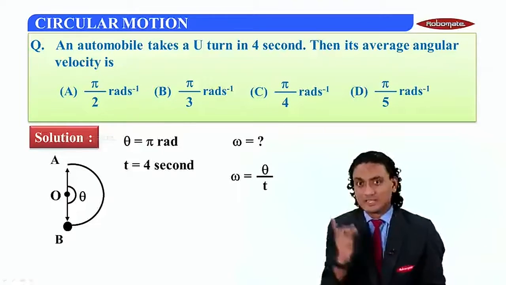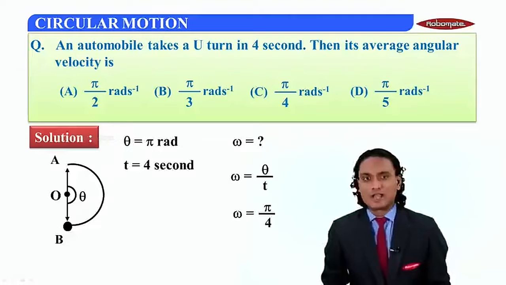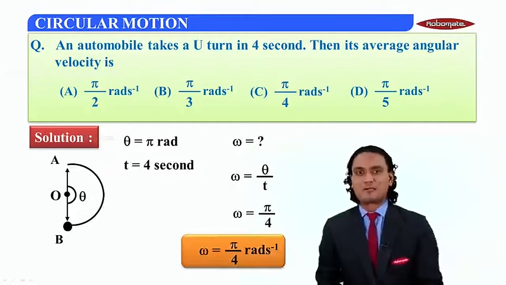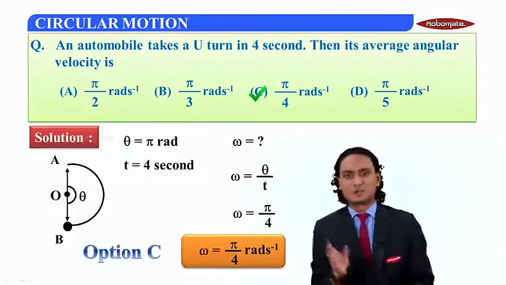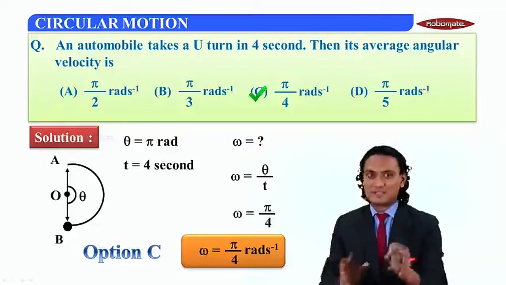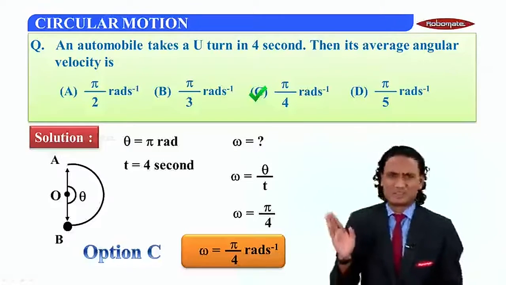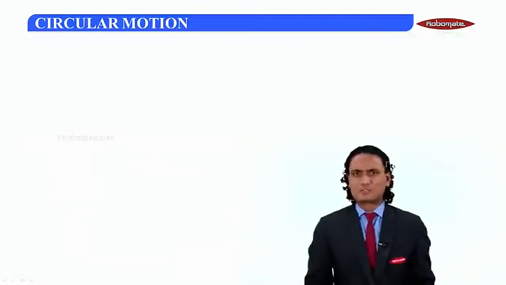Here theta is pi radian and t is 4 seconds. So omega is pi by 4 radian per second. Which is the correct option? Option C is the correct one. Such a simple problem, but if you don't draw the diagram, then it's gone. It's all very simple, students. You are all capable of doing such problems. Let's move on to the next question.